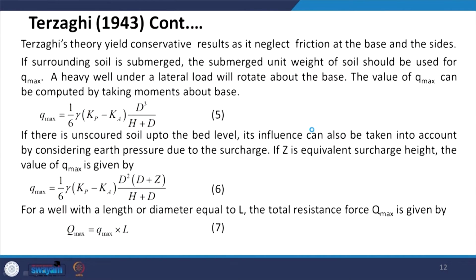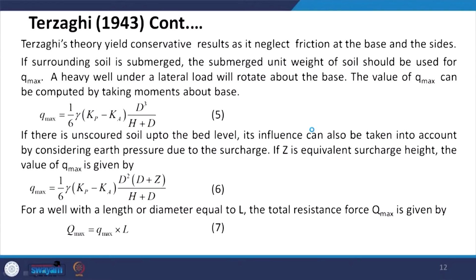Then continue with this. Terzaghi's theory yields conservative results as it neglects friction at the base and the sides. So it says that though there is friction between the base of the wall and the soil, it is neglected by Terzaghi's theory, as well as on the sides. If the surrounding soil is submerged, then the submerged unit weight of soil should be used for q max. A heavy wall under a lateral load will rotate about the base. The value of q max can be computed by taking moments about the base.